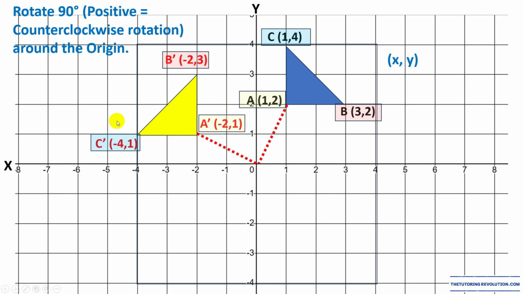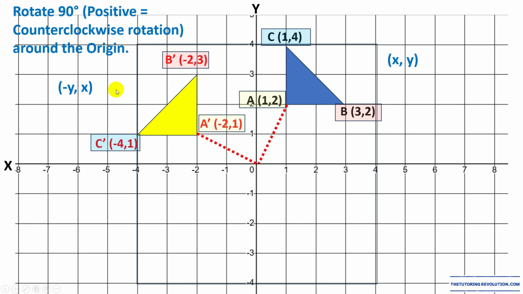So the rule is that after a 90-degree rotation around the origin, the coordinates are going to be -y, x. So if here the coordinate in the first quadrant is x, y, the coordinate after a 90-degree rotation is going to be -y, x. Again, we switch the x and the y's and we make this coordinate negative.